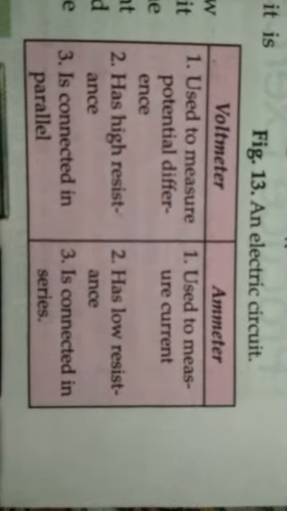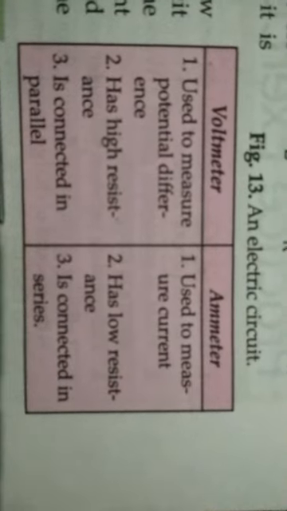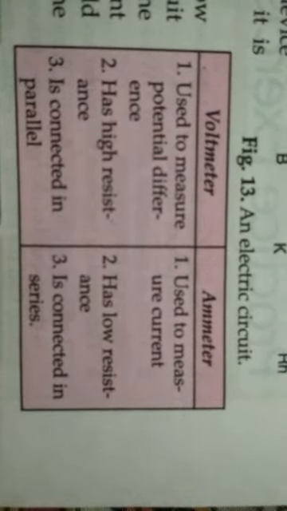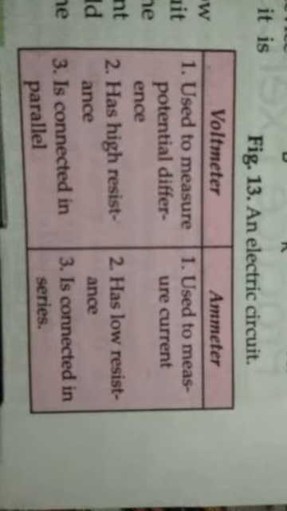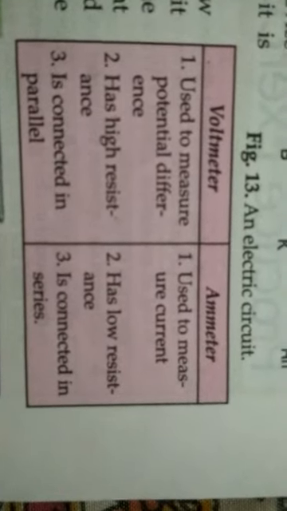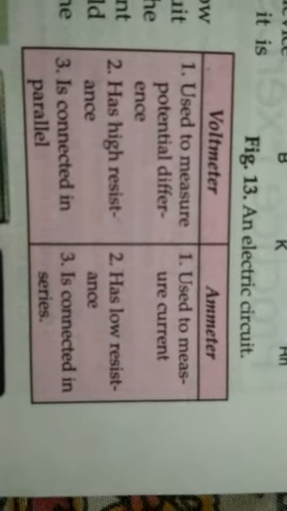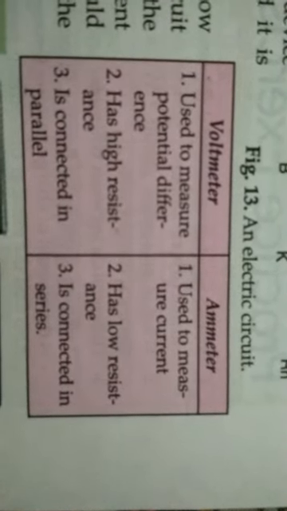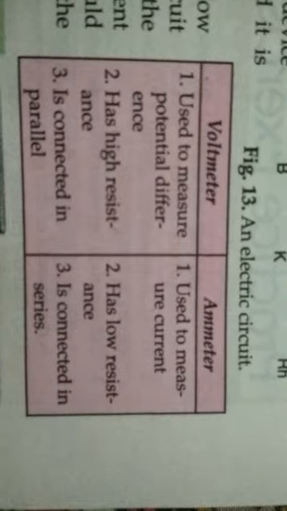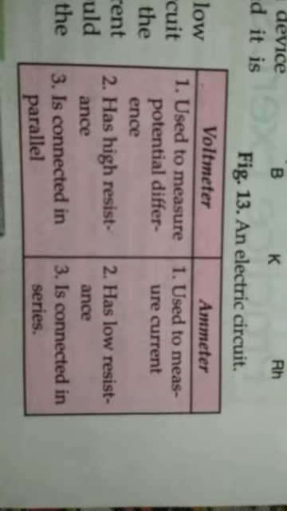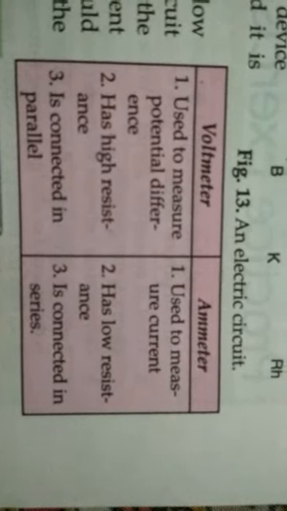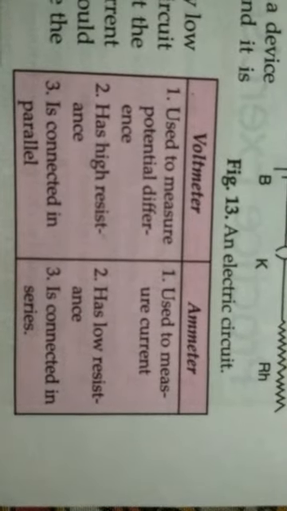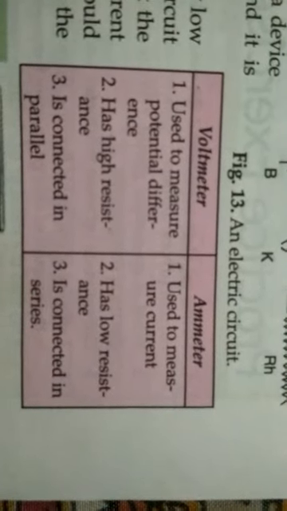Just now I explained the differences between voltmeter and ammeter. A voltmeter is used to measure the potential difference, but an ammeter is used to measure the current. A voltmeter has the highest resistance, an ammeter has low resistance. A voltmeter must always be connected in parallel, an ammeter must always be connected in series. If you remember this third point, the same point I used in Ohm's law.